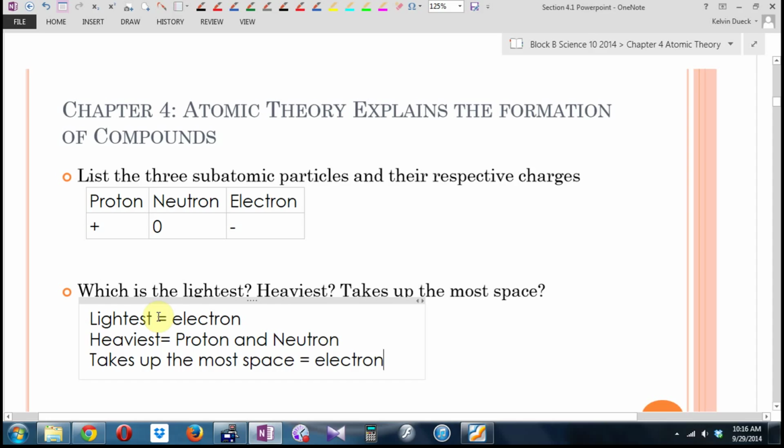The nucleus that holds the neutrons and the protons is very, very small. Okay? In fact, most of the atom is empty space, but the electrons take up more than the neutrons and the protons.